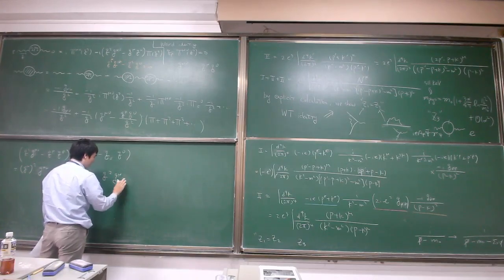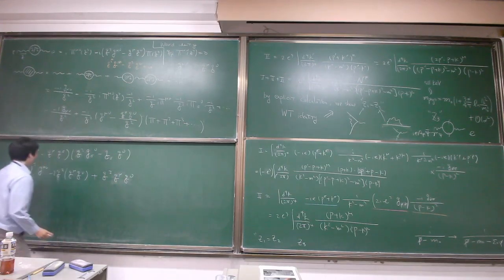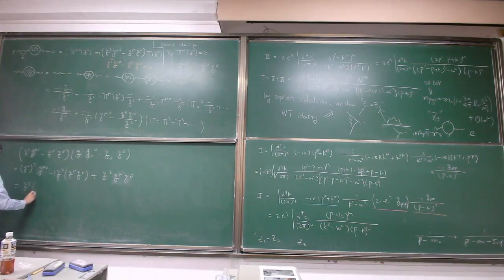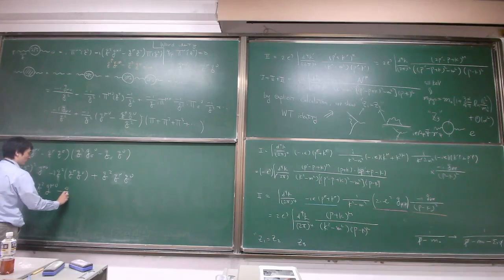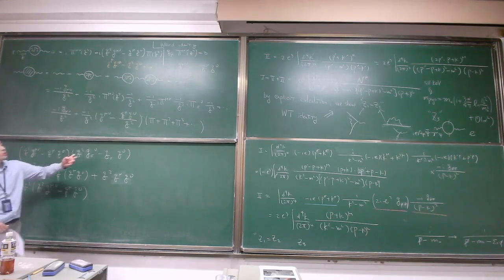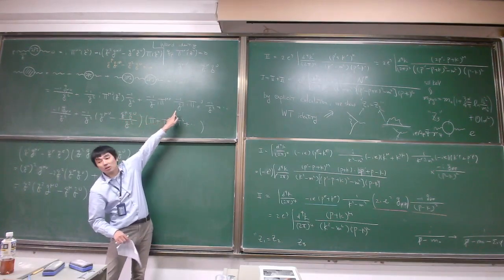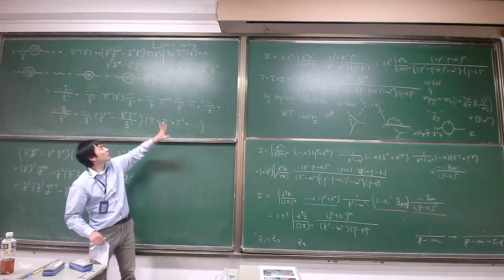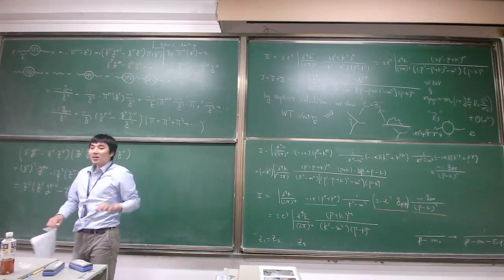Sorry, my handwriting. Therefore, this is equal to q squared g mu nu minus q mu q nu. Do you agree? Is it okay? You can just factor out the same term here, and then you have q squared. And this q squared will cancel with one of the denominators here. Okay, and what's left is this guy. Do you agree with that?